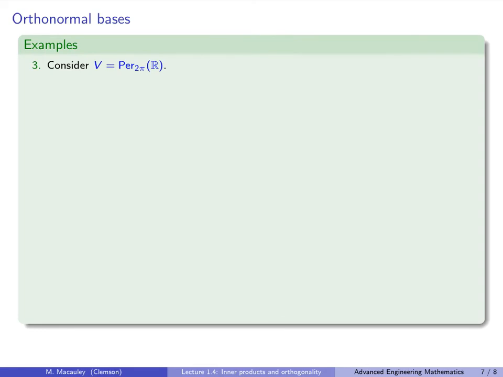Here's our third and final example, and it's very similar to the previous example. But now let's let V be the space of 2 pi periodic real valued functions. Here we define an inner product as f dot g is 1 over pi times the integral from negative pi to pi of f of x times g of x dx. And here, because we have a real vector space, we don't have to worry about putting a complex conjugate on that second argument like we did before.